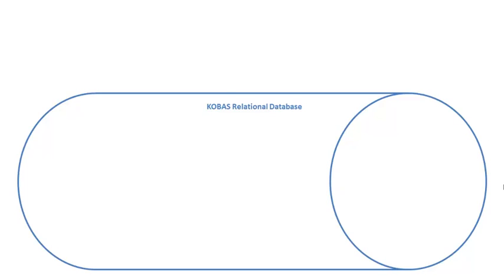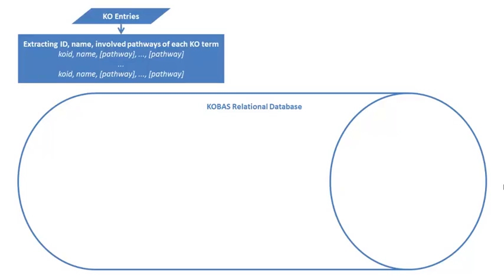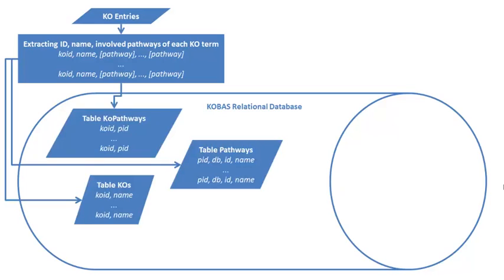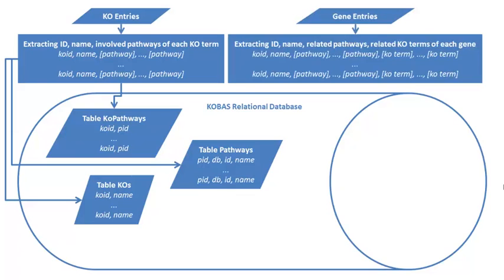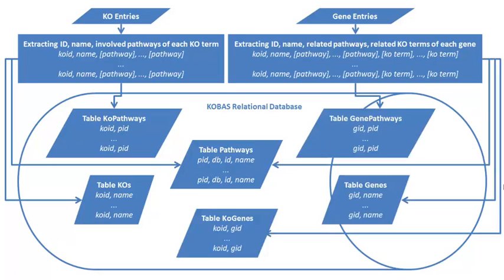We wrote a Python program to parse all the KO entries in KEGG and stored the data into the relational database, creating a table for the KOs, a table for the pathways, and a table linking the KOs to the pathways. Then, we parsed all the gene entries in KEGG, and again stored the data into the relational database, creating a table for the genes, a table linking the genes to the pathways, and a table linking the genes to KOs.